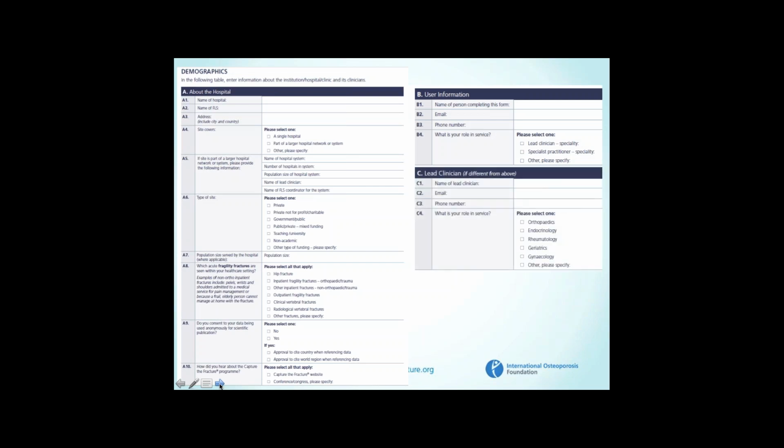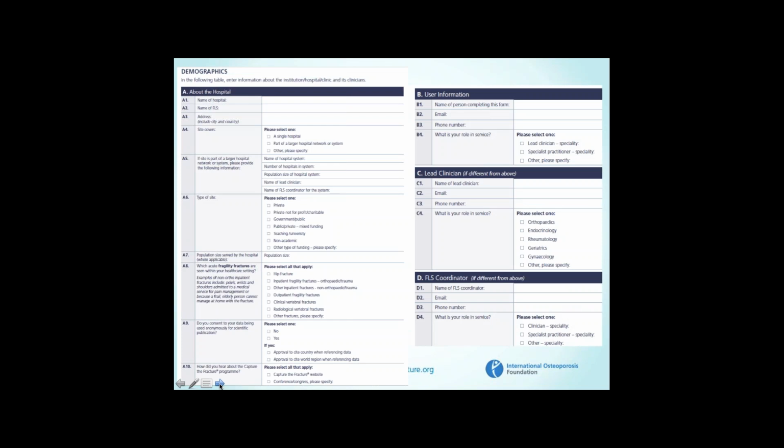The questionnaires provide us a PDF that you complete and includes a number of sections. Section A gives us information about your hospital. Section B tells us who's completing this form and how we can contact them for clarification. Section C tells us who's leading the service. And Section D allows us to understand who's actually delivering the fracture liaison secondary fracture prevention pathway locally.